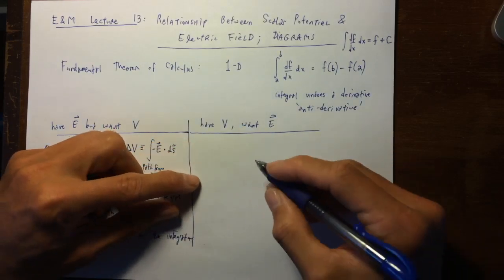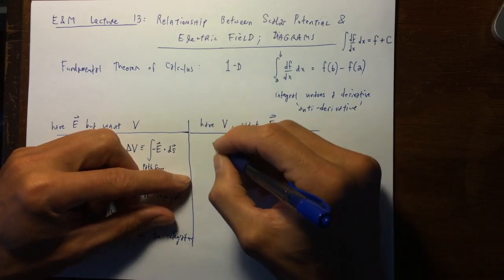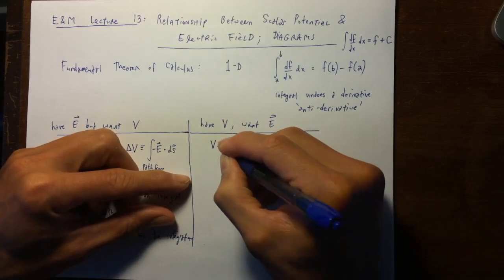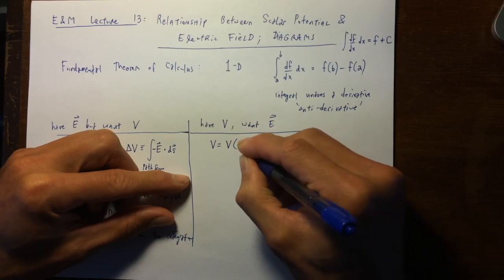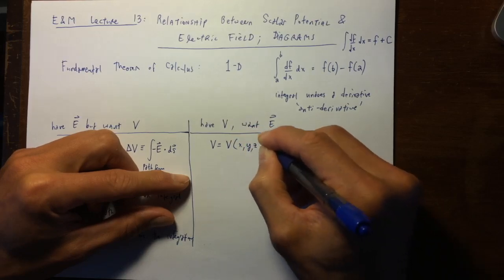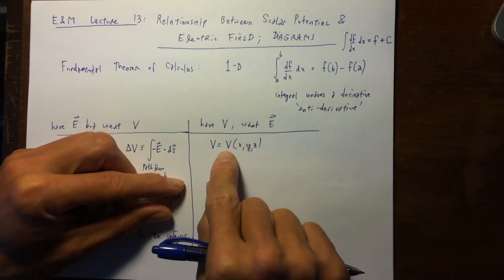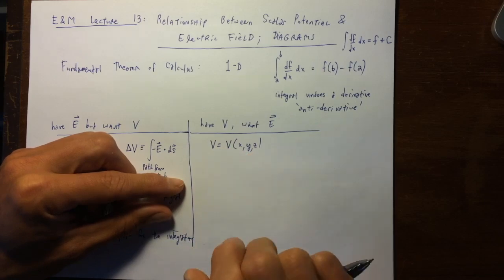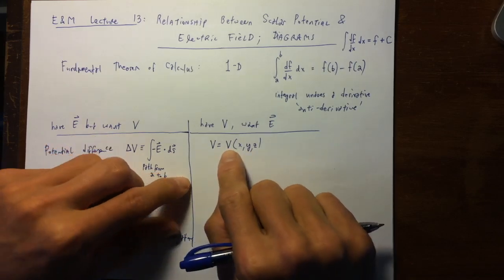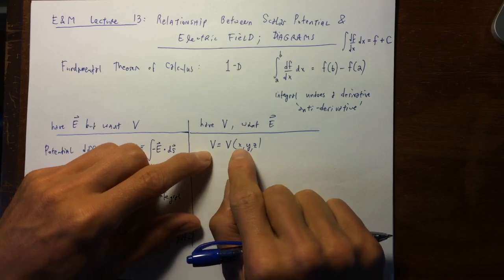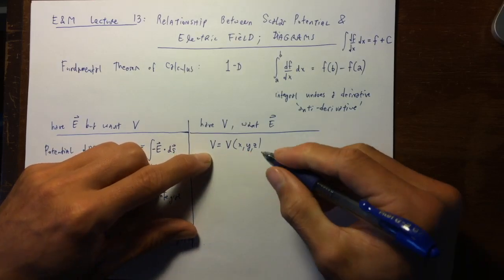So it turns out like this. You have V. What does this mean? It means that you have a function of space, that is, you know how V varies. It's about whether or not you know how V varies in X, Y, and Z.